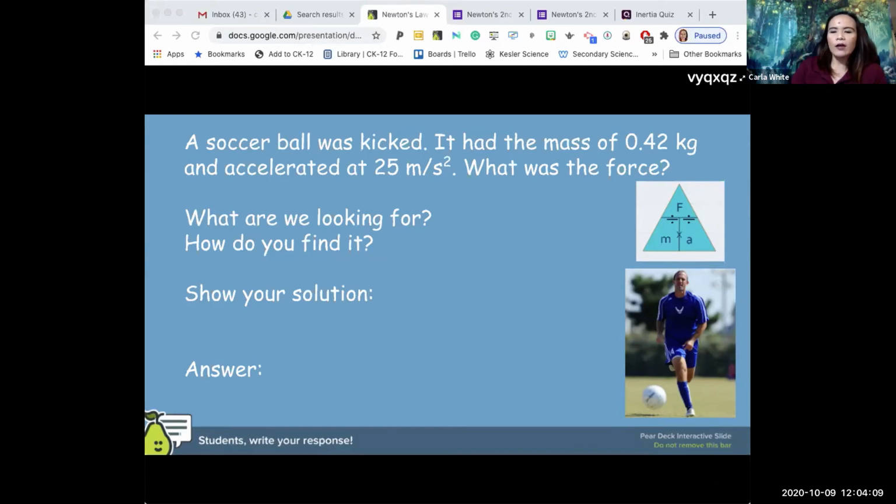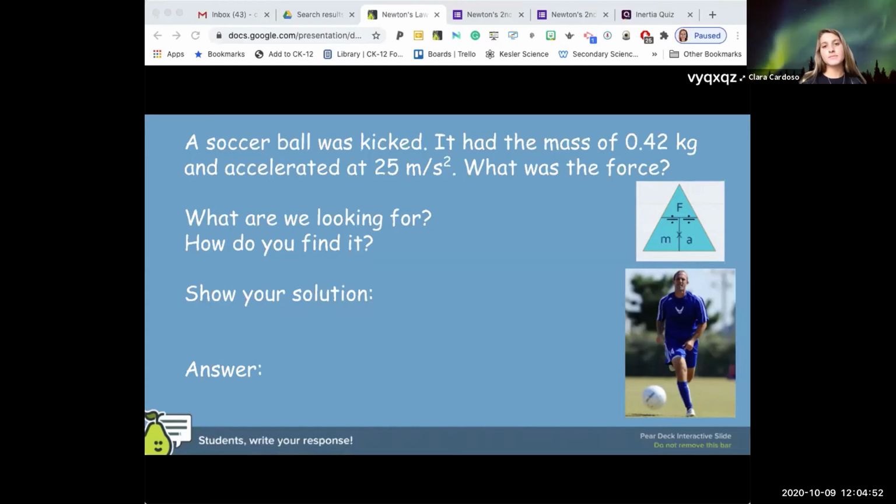I see a lot of right answers. That's right, Jewel. We are looking for force. And according to our triangle, if we're looking for force, we have to cover up the force, or F, right? And that leaves us with two letters, the M and the A. And in between the M and the A, what operation here? Evelyn says multiply. So our mass is 0.42, right? And our acceleration is 25. And therefore, if we use our handy dandy calculator, we should get, what's our answer?